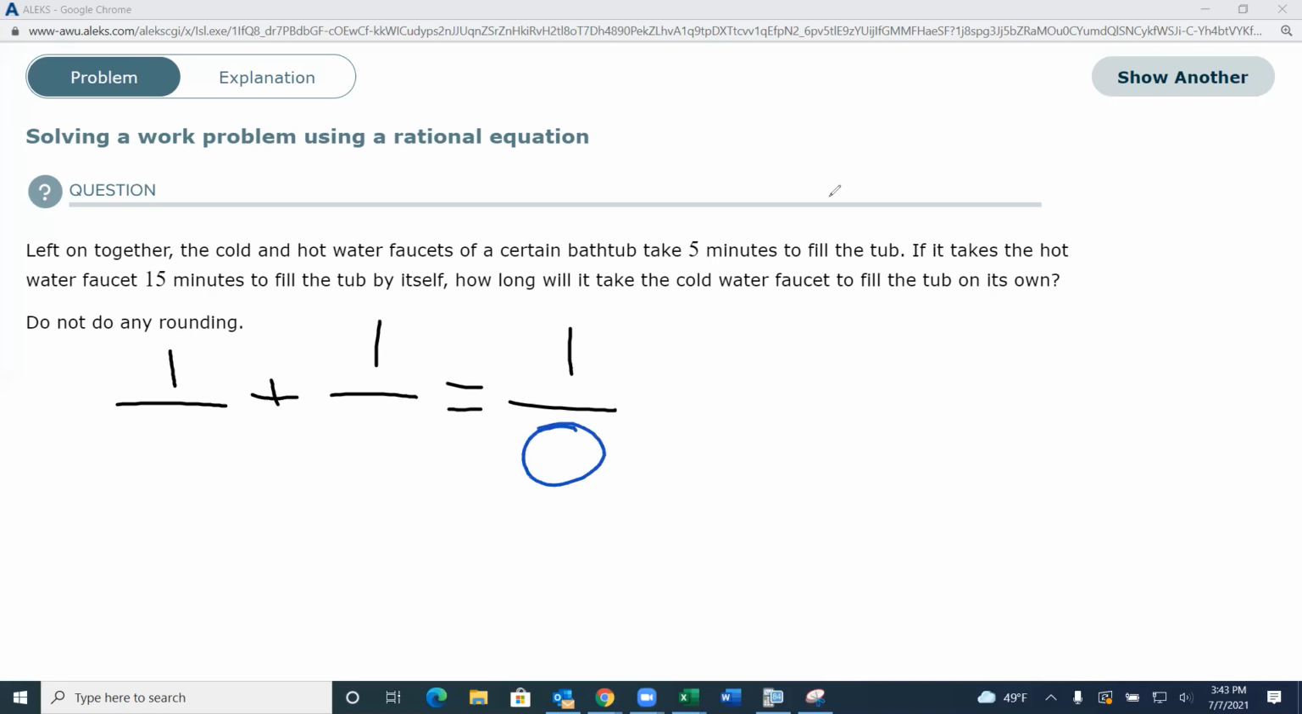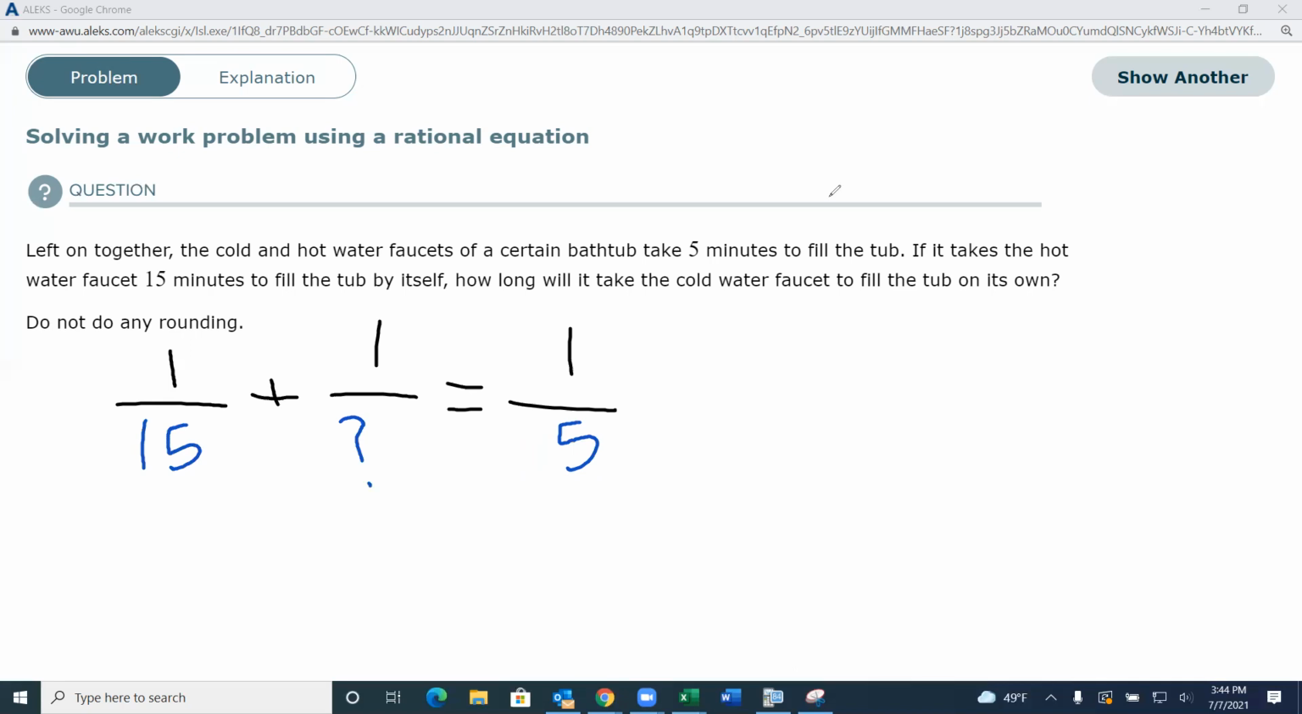Well, this one over here is how long it takes the 2 items working together to get the job done. And then these over here, how long it takes the 2 items working alone to get the job done. So it says, working together, the cold and hot water faucets of a certain bathtub take 5 minutes. All right, so there's our together number. If it takes the hot water 15 minutes to fill the tub, so there's one of the working alones, how long will it take the cold faucet?